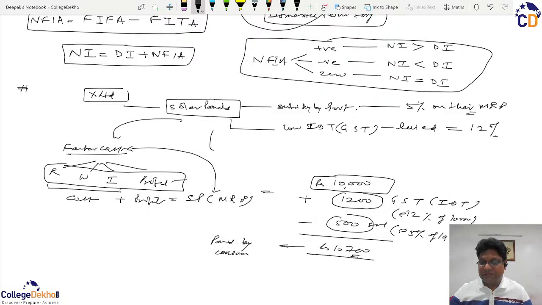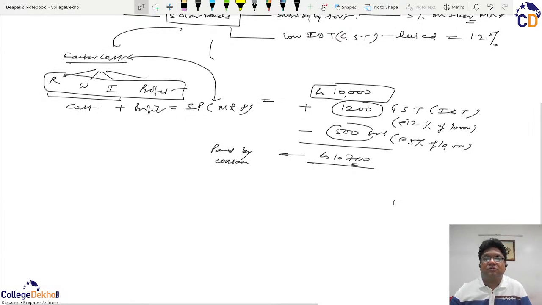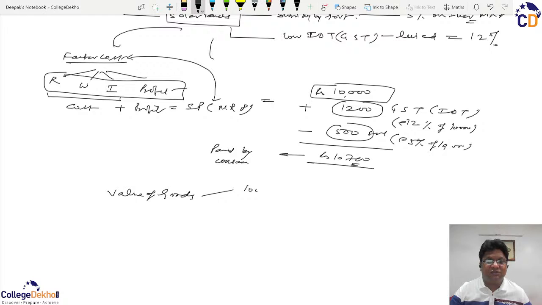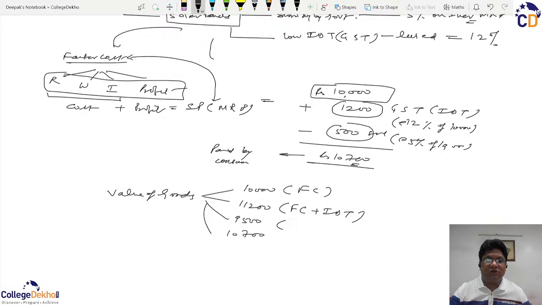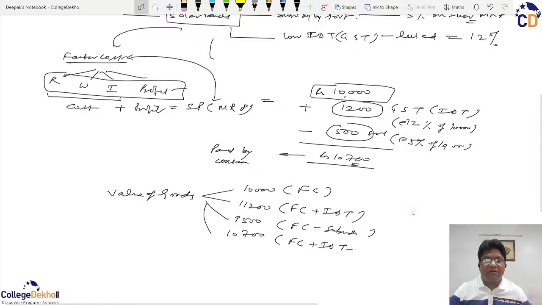the new price to be paid by the consumer is 10,700. So my point is that when we calculate the value of the goods, whether I should take it as 10,000, 11,200, 9,500, or 10,700, because one denoted factor cost, one denoted factor cost plus IDT, one denoted factor cost minus subsidy, and one denoted factor cost plus IDT minus subsidy.